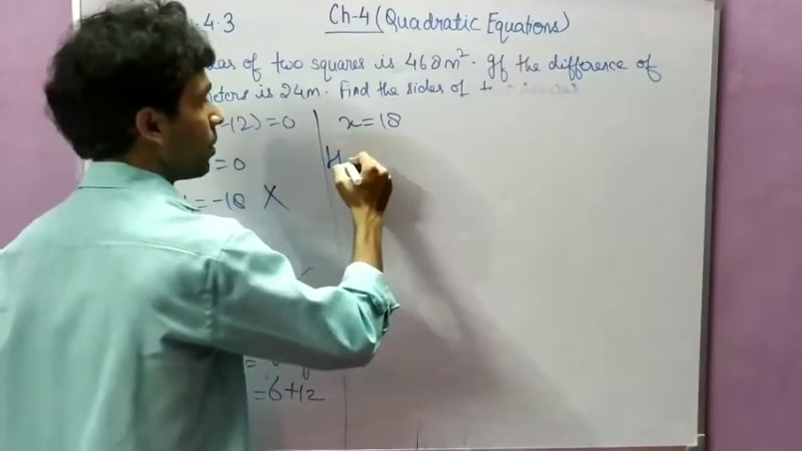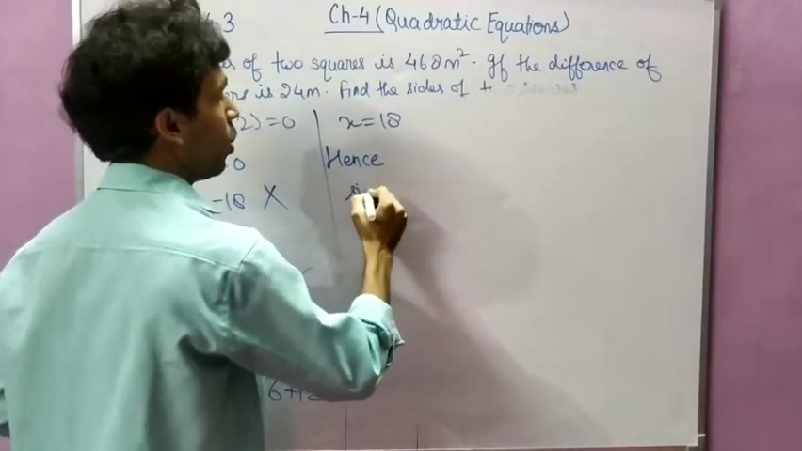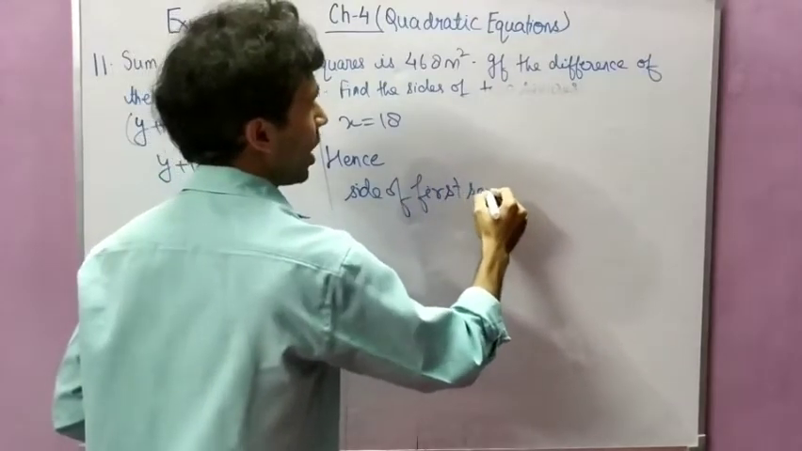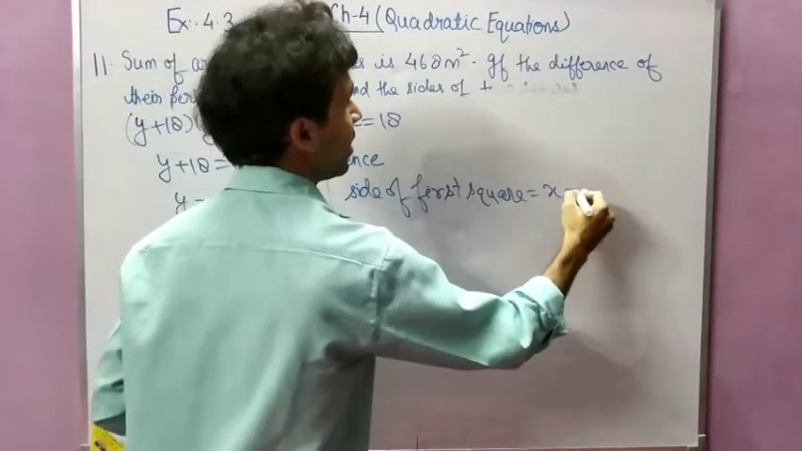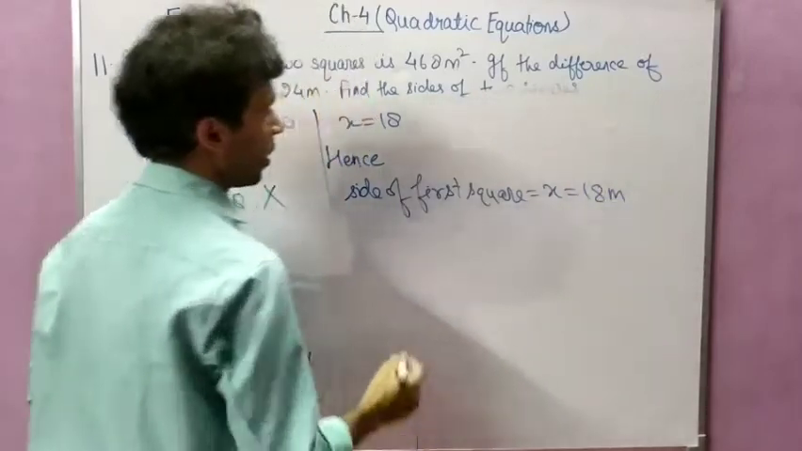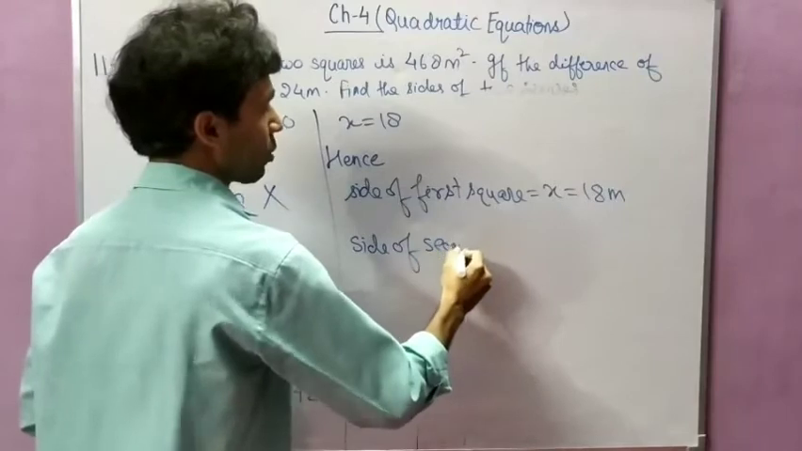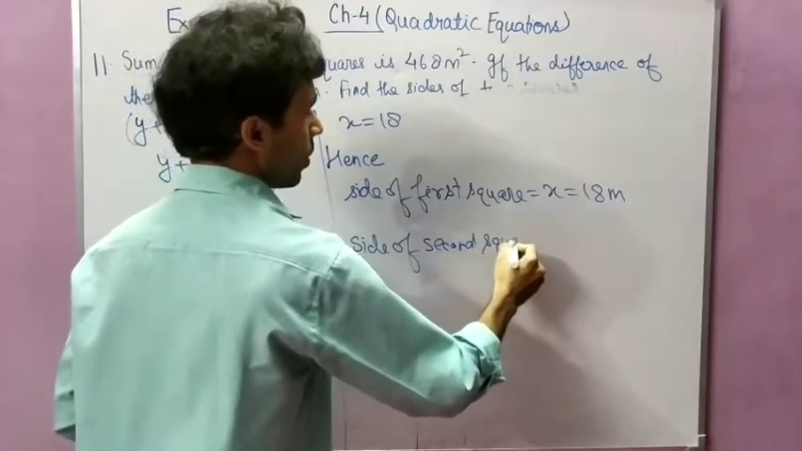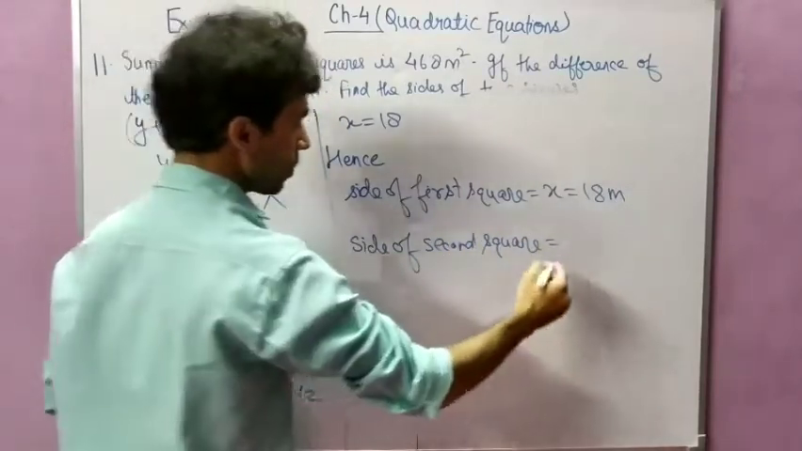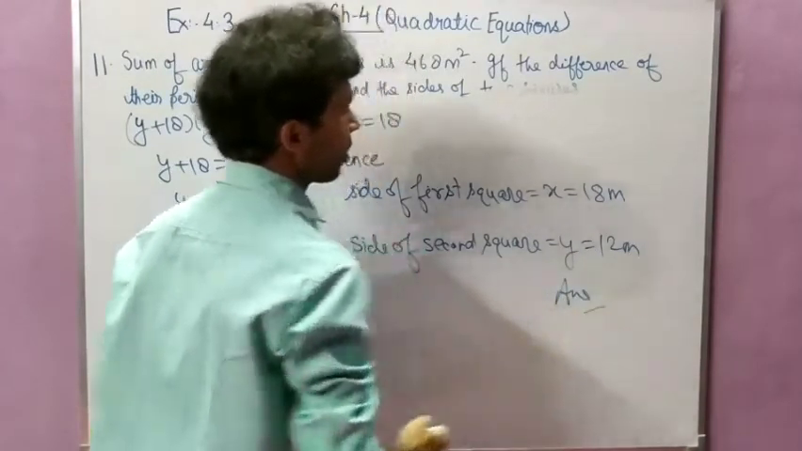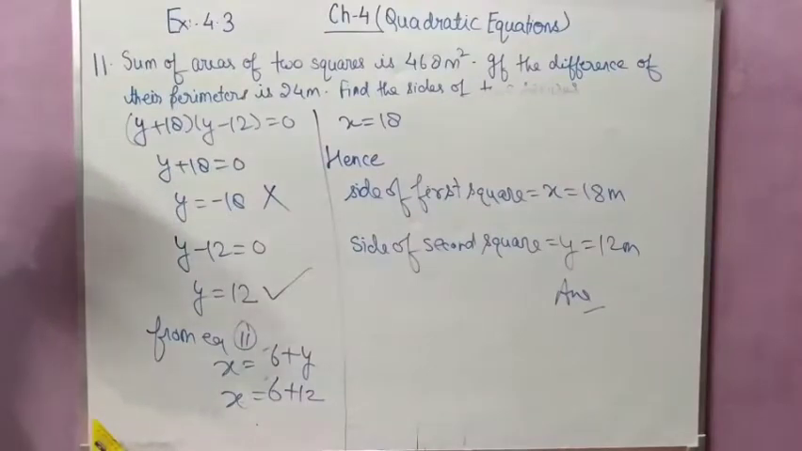Hence, the side of the first square was x, that is 18 meter, and the side of the second square is equal to y, and that is 12 meter. So that is your answer. Note it down. So in this way you can solve these types of questions.